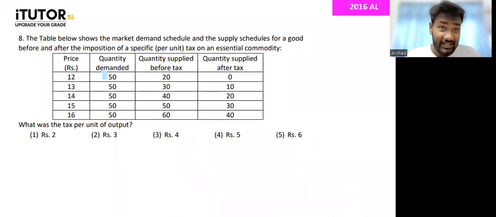Then we'll come to the next one. Question 8. Again, a very nice question. The table below shows the market demand and supply schedules for a good before and after the imposition of a unit tax. Price, quantity demanded, quantity supplied before, quantity supplied after. What was the tax per unit of output? How did you all figure this out?